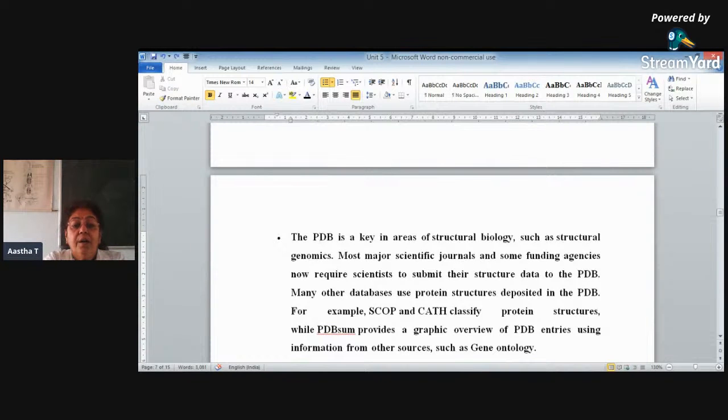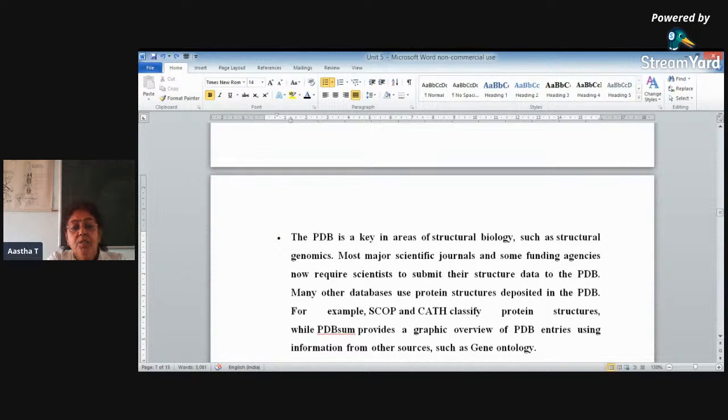PDB is key, or it is involving the structural biology part as well as structural genomics. फक्त structural biologist नाही, but genomics पण त्याच्यात involved आहे. Most major scientific journals and funding agencies require scientists to submit their structure to the PDB. We should have that knowledge. Even if you have the structure of protein, you need to have the knowledge to submit that data to PDB.